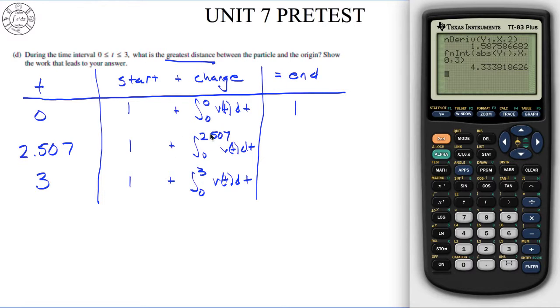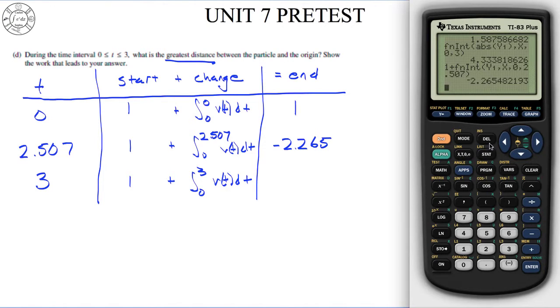Now I need to do this. On my calculator, I can do this all in the same step: 1 plus the integral. That's going to be math 9. The integral of my y1 value, with respect to x, between 0 and 2.507. When I do that, I get negative 2.265. Again, I need to do the same thing for 3.